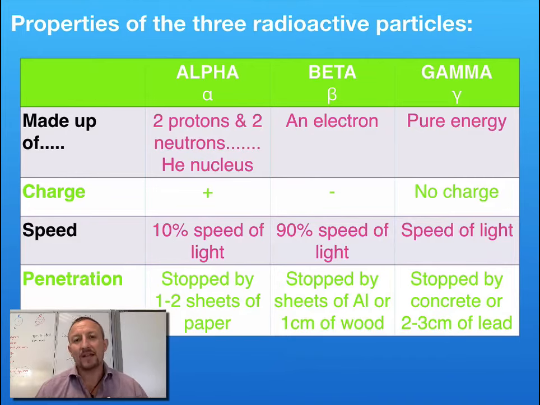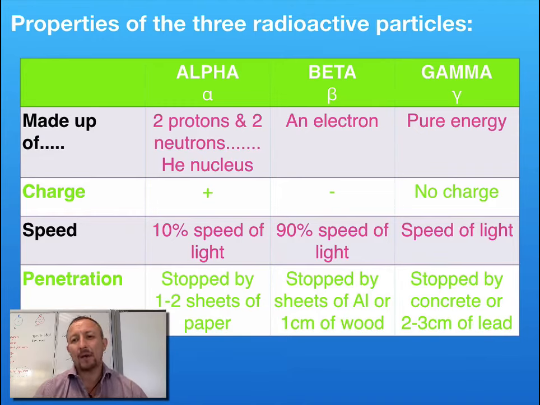Then we've got the beta particle. Now the beta particle is predominantly an electron. So it virtually has no mass. I won't say it doesn't have any mass, but it's so small that it's unaffected when we're looking at it with respect to atoms. I mean, in the size of an atom, it's tiny. It has a negative charge, and it's traveling at 90% the speed of light. So it's a hell of a lot faster than the alpha particle. So we've got a small, negatively charged, fast-moving particle, and as we know, it can be stopped by a couple of sheets of aluminium or by a thick centimeter of wood.